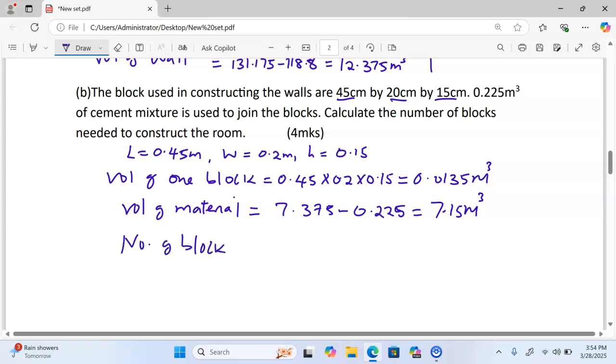From here now, we can get the number of blocks. Number of blocks will be obtained by taking the volume of the material, which is 7.15, you divide by the volume of one block, which is 0.0135. And if you work out this, you are going to get a value that is approximately 529.6, and this can be rounded up to 530 blocks.